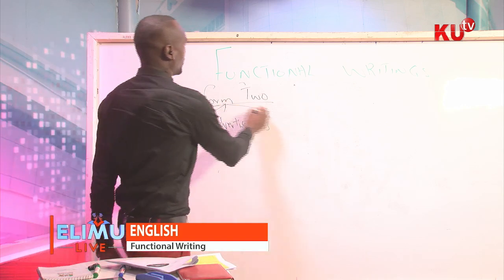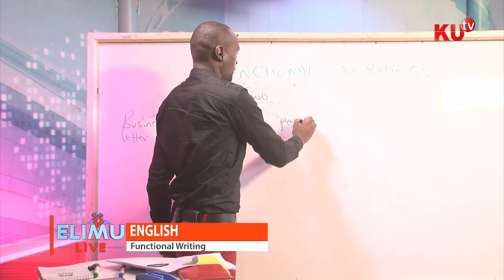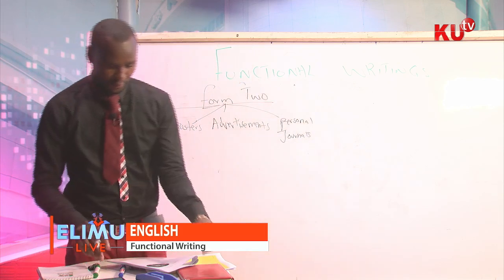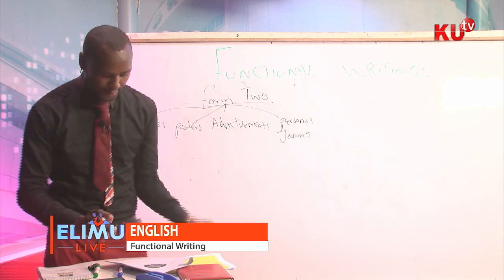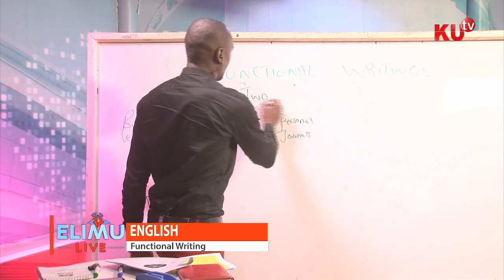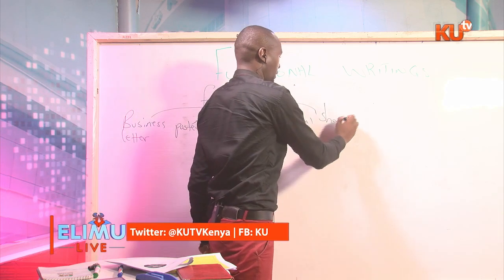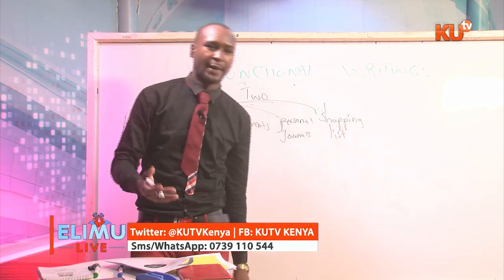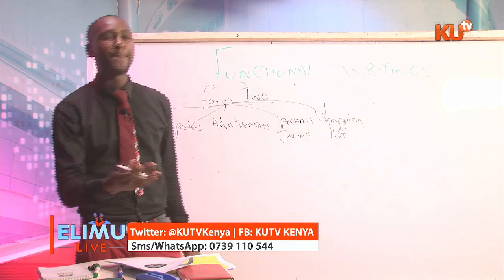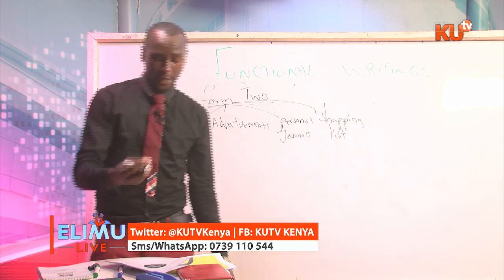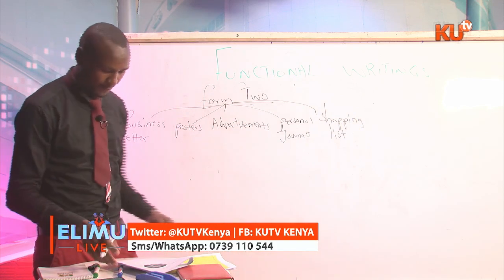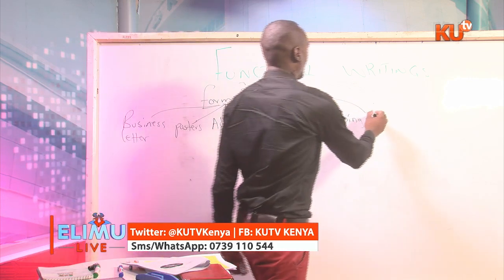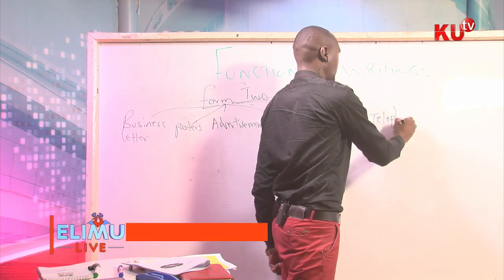We have the personal journal. Personal journals, we will discuss them when we are covering Form 2 work. The shopping list. Remember, when you want to do your shopping, you don't just go to the supermarket or the market and start doing impulse buying. You have to be organized, and you organize yourself by making a shopping list. And then we have the telephone messages. This is still Form 2 work.